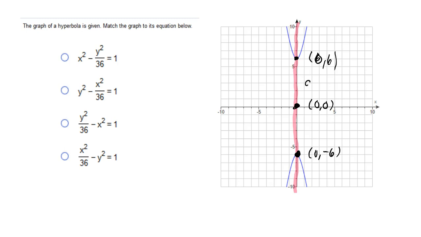So this tells me that A is equal to 6 because the distance between the center and the vertex is 6. So I'm looking for a vertically oriented equation where A is 6. A vertically oriented equation will have the y being the positive term. So these two have y being the positive term. I can eliminate these two that are horizontally oriented. And because A is 6, this will be the right choice. Y squared over 36 minus x squared equals 1.